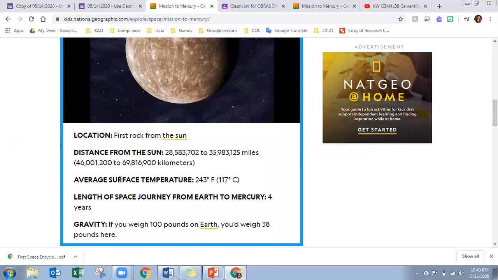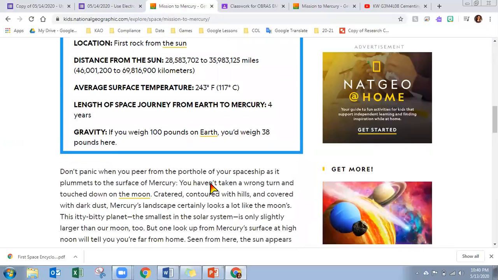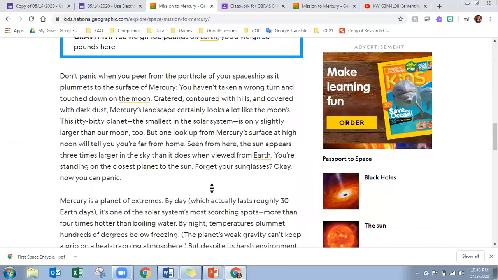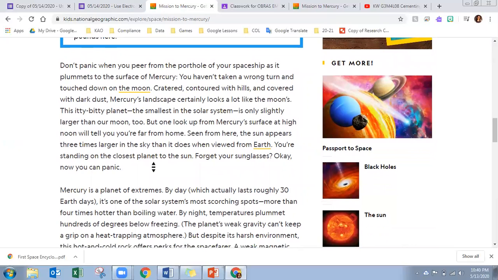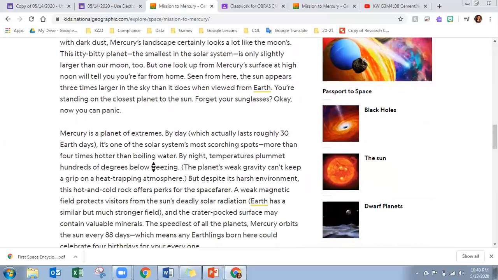Our average surface temperature is 243 degrees. That doesn't tell me what the temperature was like. It tells me what the temperature is, like an average of. Mercury. I'm seeing a lot of Mercury because it's the page. Mercury is a planet of extremes. Oh, I see temperatures right here. It says by night, so I wonder if there's a by day. So I'm going to read this paragraph.